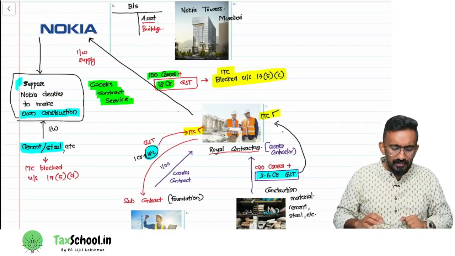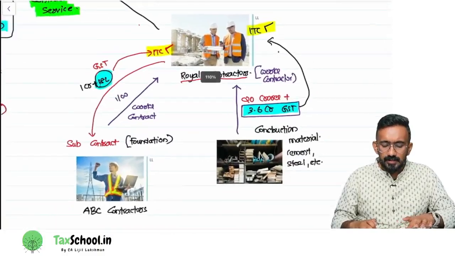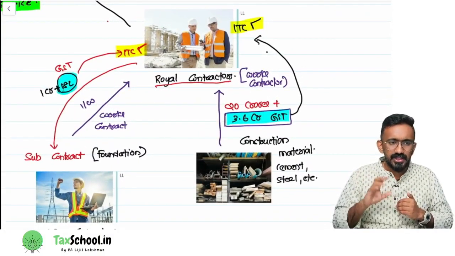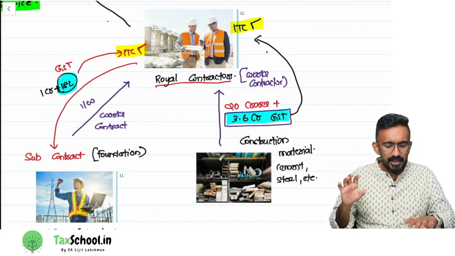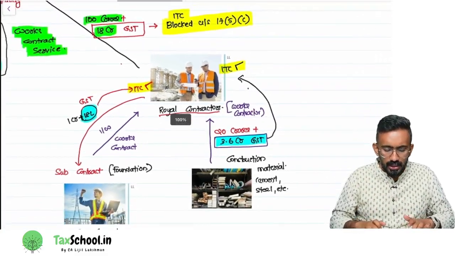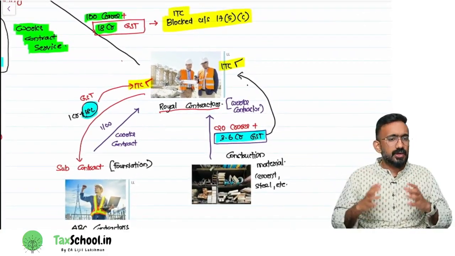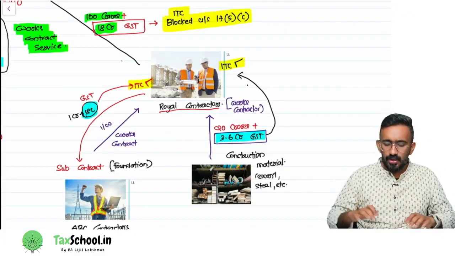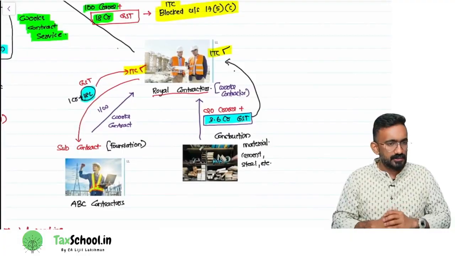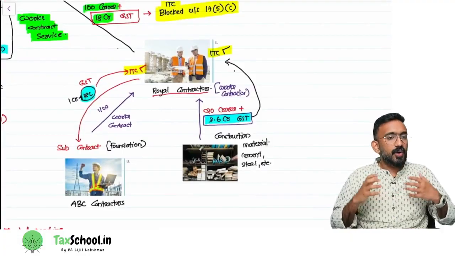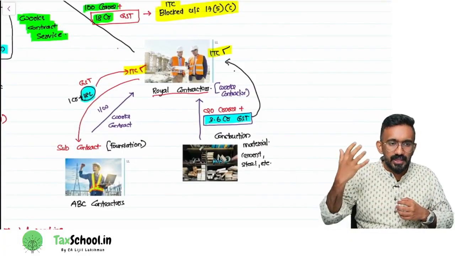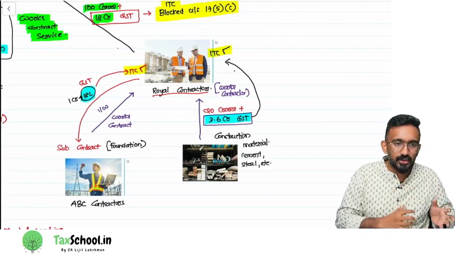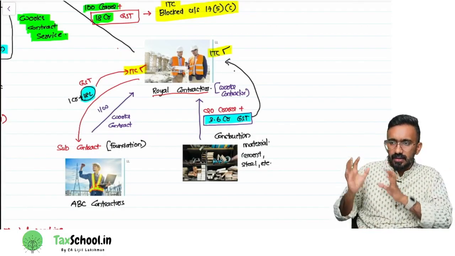However, Royal Contractor is planning to do the construction like this. They're saying that my outward supply is to Nokia. It is works contract service. My outward tax liability happened to be 18 crore. To do this construction, Royal Contractor has outsourced some work to a subcontractor called ABC Contractors. Royal Contractor said, foundation construction of this Nokia tower, I will subcontract it to ABC Contractor. So then the contract goes like this.